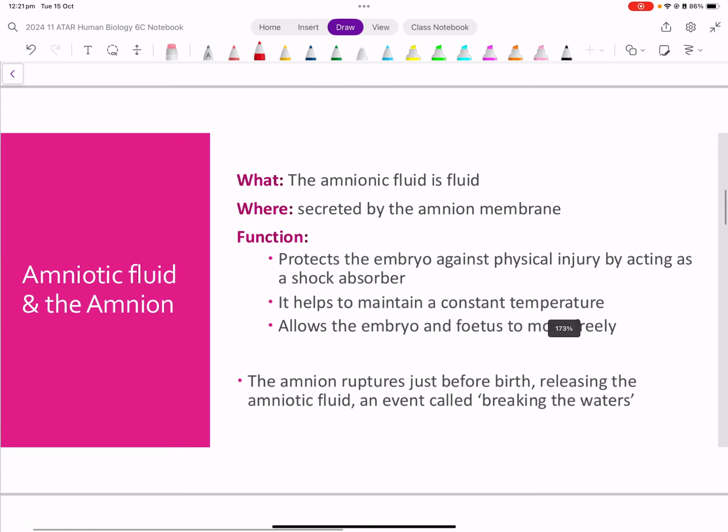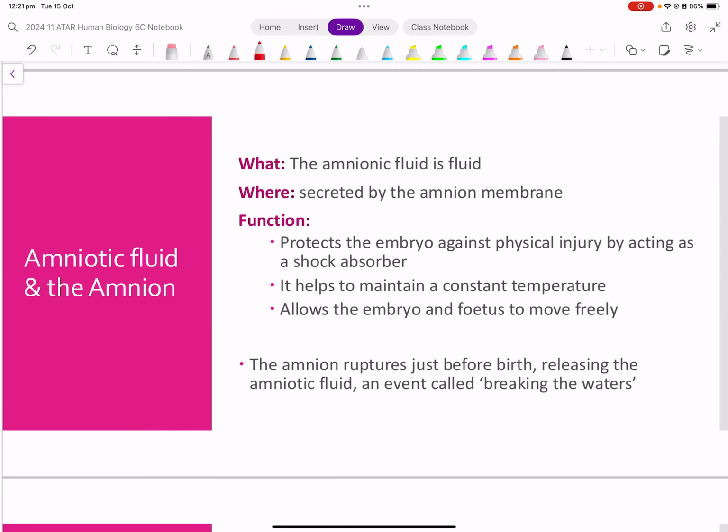So, amniotic fluid and the amnion. The amniotic fluid itself is a fluid, right? Mostly made up of that waste component released by the developing fetus. And before the fetus is fully developed, it is mostly secreted by the amniotic membrane. Now, its job is, number one, to act as a bit of a shock absorber to protect the fetus from physical injury. It also helps to maintain a constant temperature for the developing fetus. And finally, it allows for free movement.